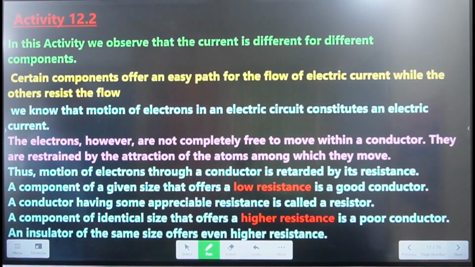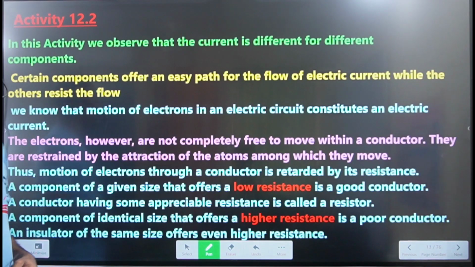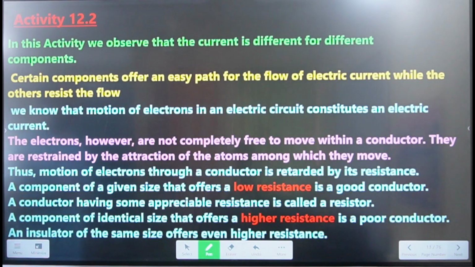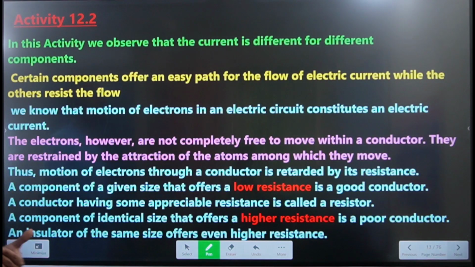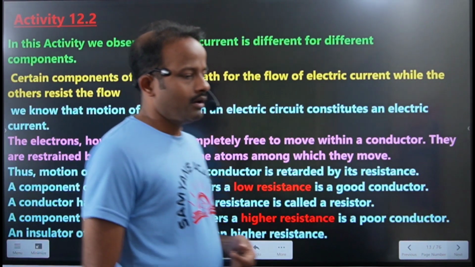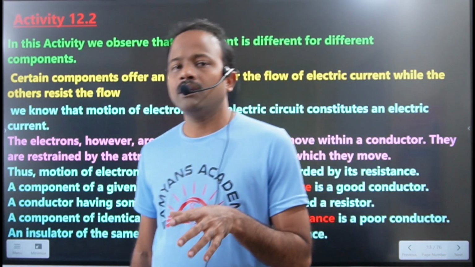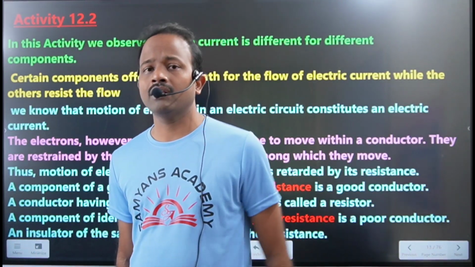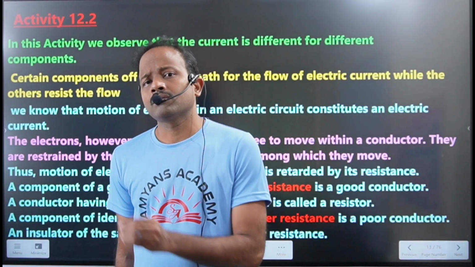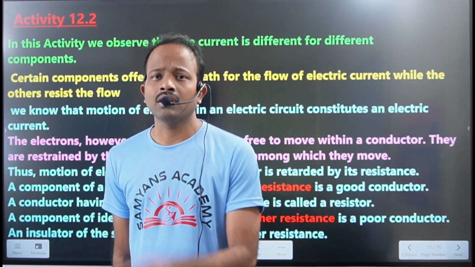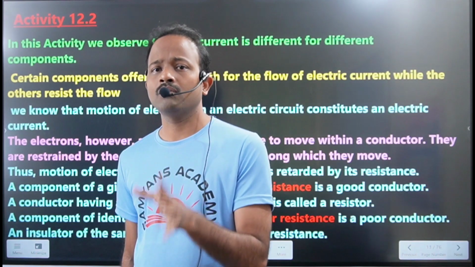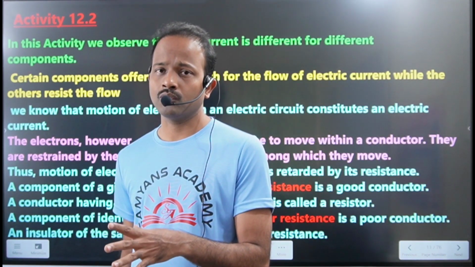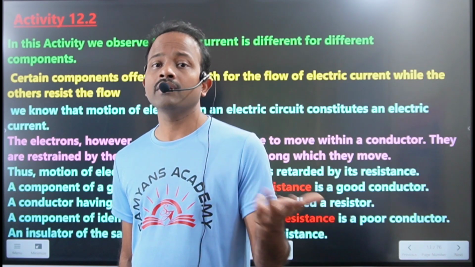Now here we have activity 12.2. In this activity we observe that the current is different for different components. Certain components offer an easy path for the flow of electric current while others resist the flow. అంటే డిఫరెంట్ కండక్టర్స్ తీసుకుని కరెంట్ని ఫ్లో అయ్యేలా చేస్తున్నాము. కొన్ని కండక్టర్స్లో చార్జ్ ఈజీగా మూవ్ అవుతుంది, కొన్నింట్లో స్లోగా, కొన్నింట్లో మోడరేట్గా మూవ్ అవుతుంది. దాన్ని బట్టి కరెంట్ కూడా డిఫరెంట్ అవుతుంది.